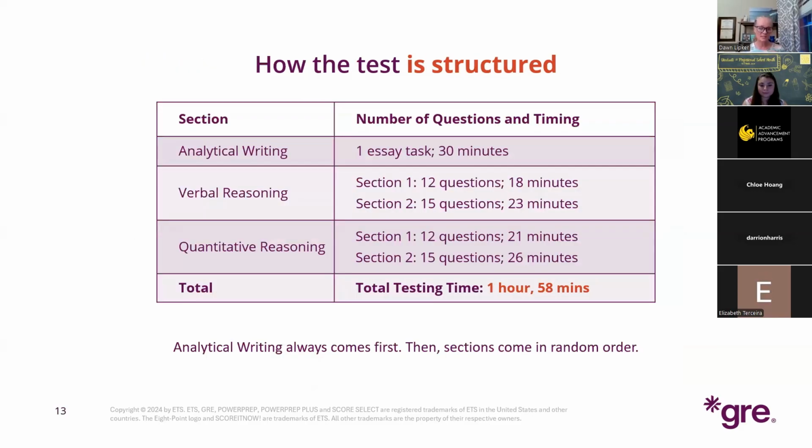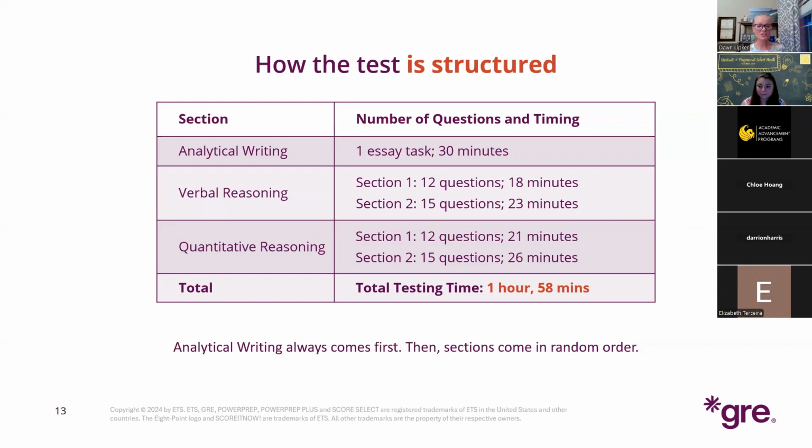So now let's look at the sections and how the test itself is structured. There are three individual sections to the GRE. Three individual sections really means that the GRE consists of three individual tests. There's analytical writing, verbal reasoning, and quantitative reasoning. Now, I always list analytical writing first because regardless of when or where or how you take the GRE, you will always experience the analytical writing section first. Verbal and quantitative could come in any random order, but you'll always get the writing section first.